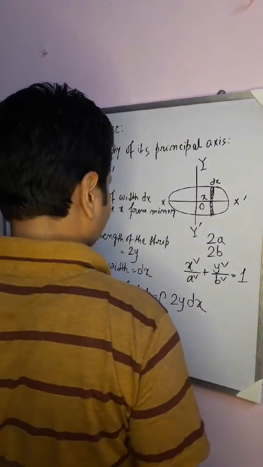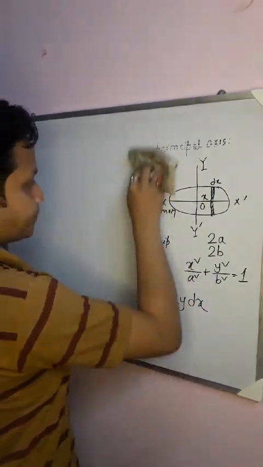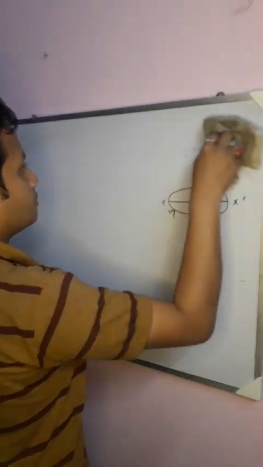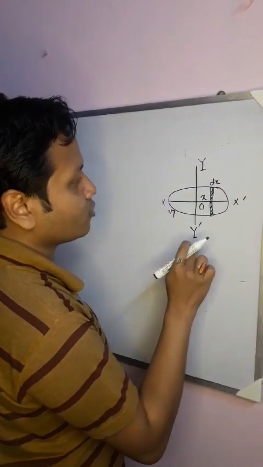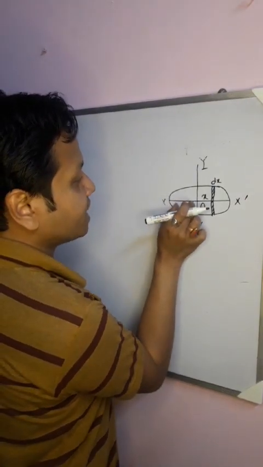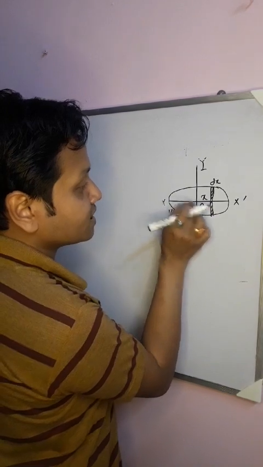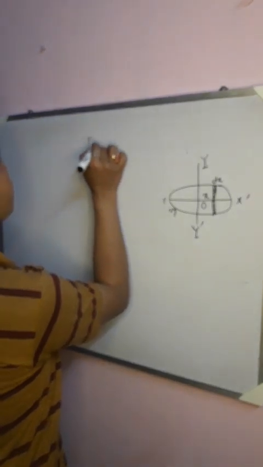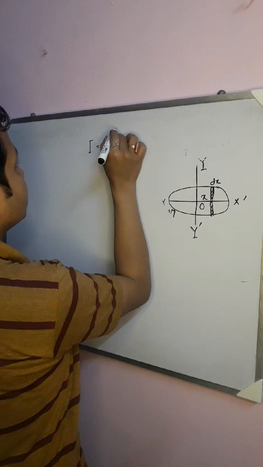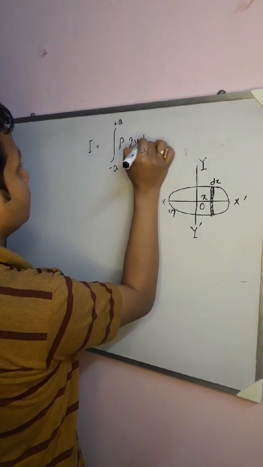Now, rho into 2y into dx. What would be the moment of inertia due to the entire disc about the minor axis? Now just see, the axis is taken through the midpoint. That means if this is 2a, this is minus a, this is plus a. Since the axis is passing through the midpoint, this is minus a and this is plus a because the total is 2a. So the moment of inertia of the entire elliptic disc about the minor axis is simply we have to integrate from minus a to plus a, rho into 2y into dx.